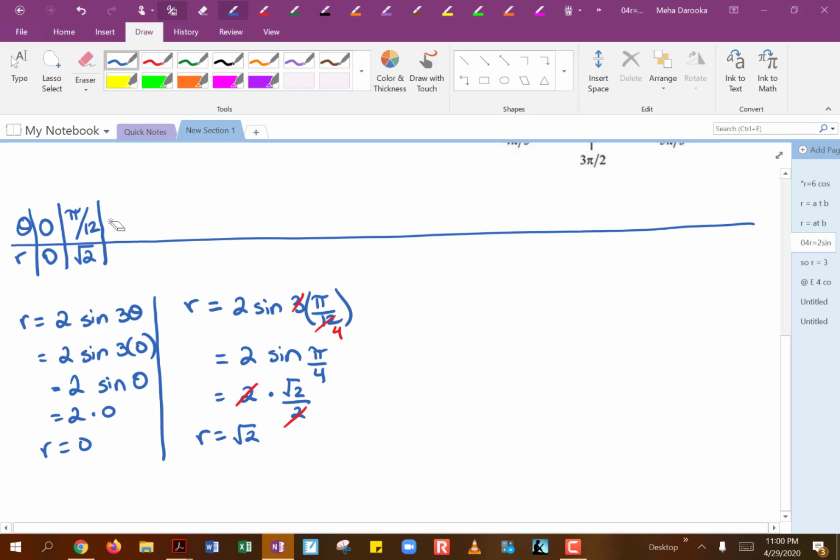So again, go ahead and calculate those angles, and this time we're just going to go all the way to pi. Okay, so let's go ahead and see what those values come out to be.